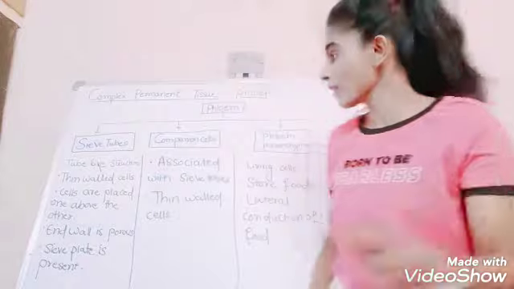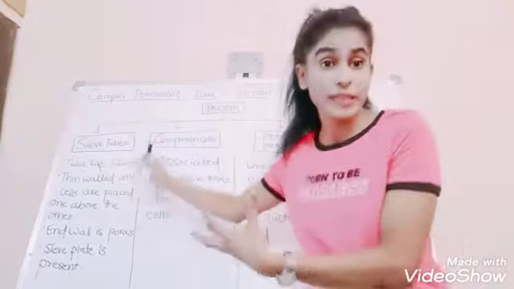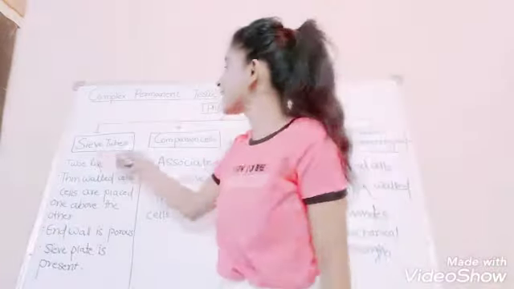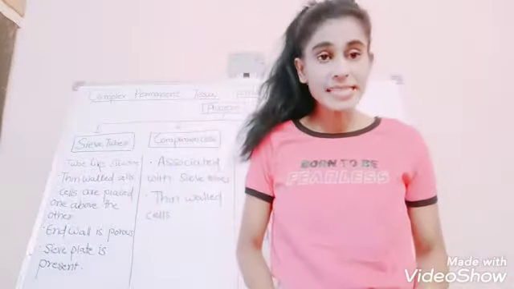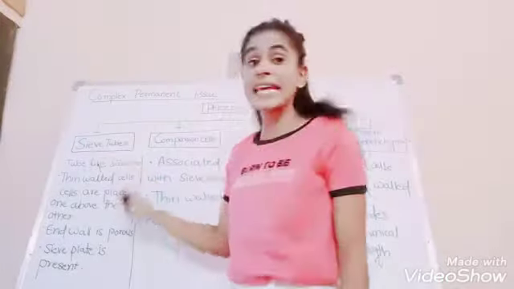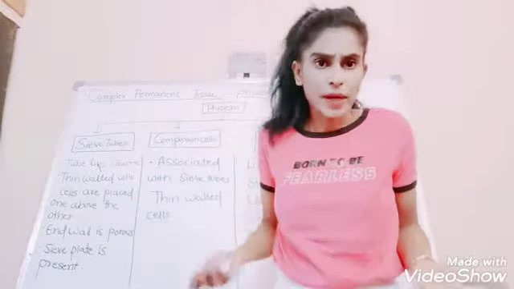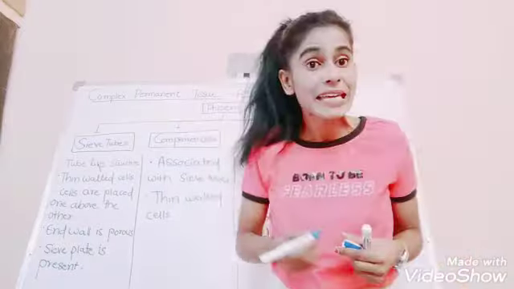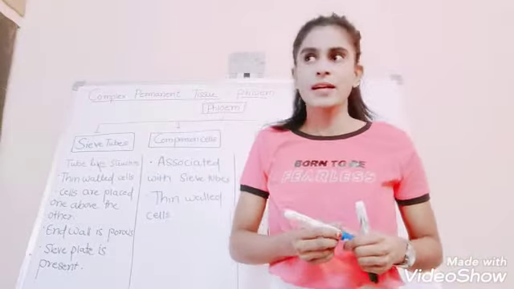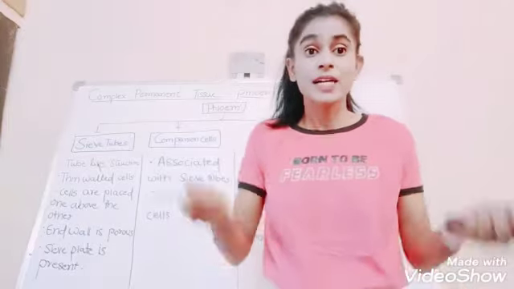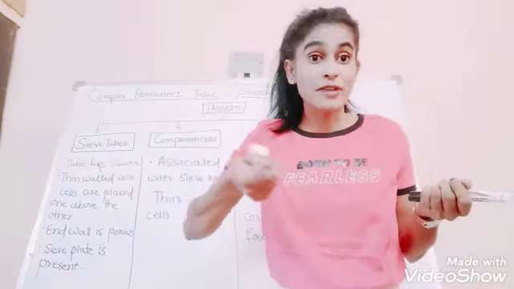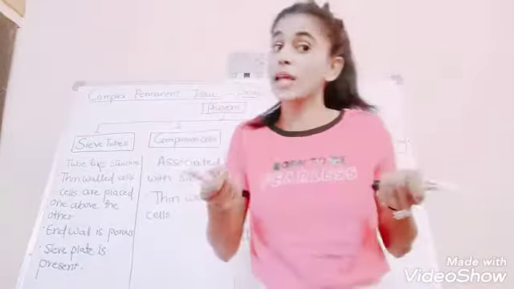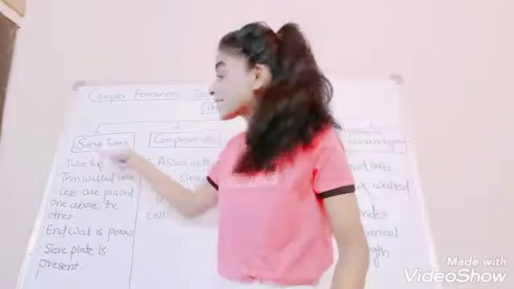Now let's discuss each type of cell. The first type of cell is the sieve tubes. Tubes, we know it, a tube-like structure. And sieve, what do you mean by sieve? It is present in your home. You strain your tea with it. That strainer is called a sieve.